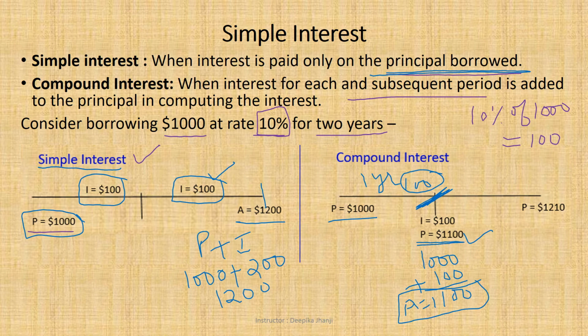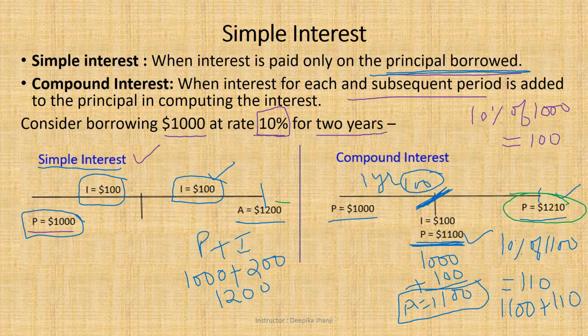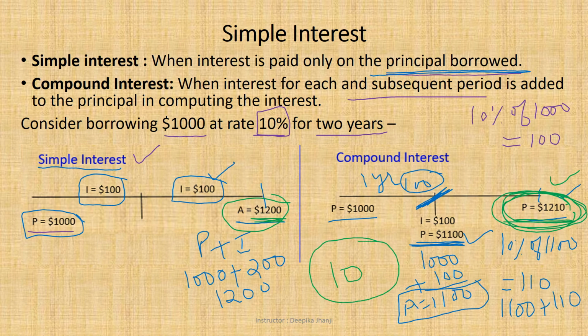So now we have principal 1100, and we're going to end up paying 10% of 1100 now, which is 110. So our amount by the end of 2 years would be 1100 plus 110, which is 1210. Now you can easily see the difference between these two amounts, right? Here you're going to pay an extra $10. In simple interest, you're going to pay 1200, and in compound interest, you're going to pay 1210. So you are paying $10 extra.